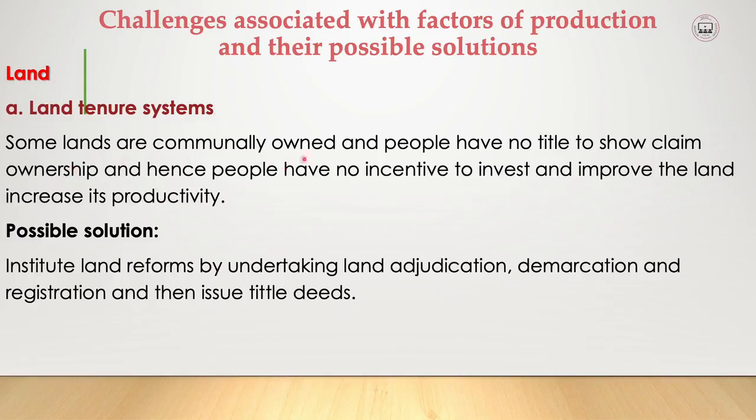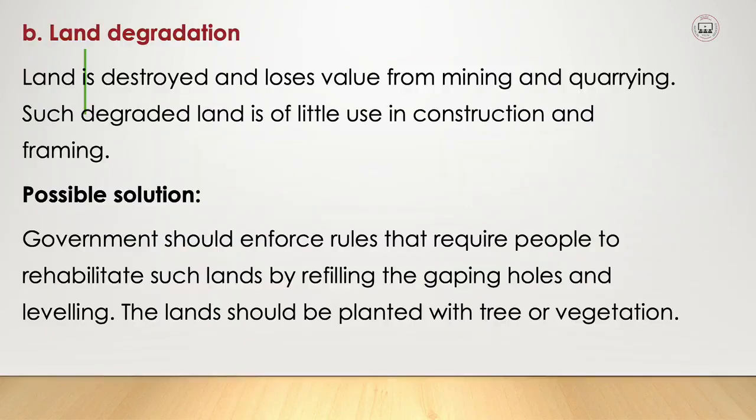Some lands are communally owned, and people have no legal document to show or claim ownership, and hence people have no incentives to invest and improve the land, increasing its productivity. So the best solution can be to institute land reforms by undertaking land demarcations and registration, and then issue some deeds.